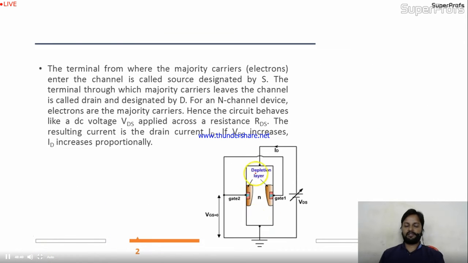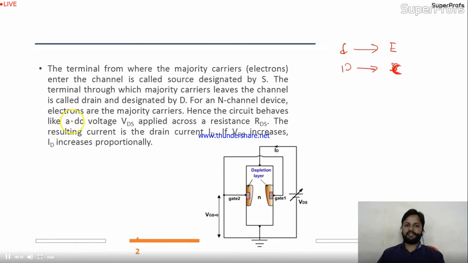Now let's come to the terminals. The terminal from where the majority carriers, meaning electrons, enter the channel is called the source, designated by S. The source is just like the emitter. The terminal through which majority carriers leave the channel is called the drain. Drain is just equivalent to the collector. Okay. It is designated by D.